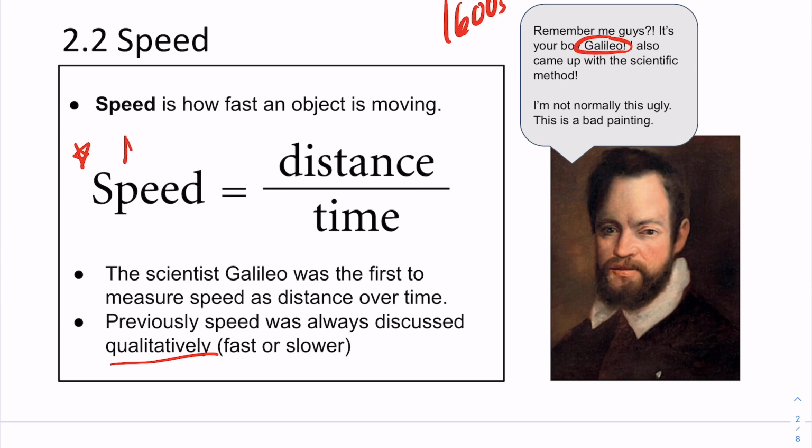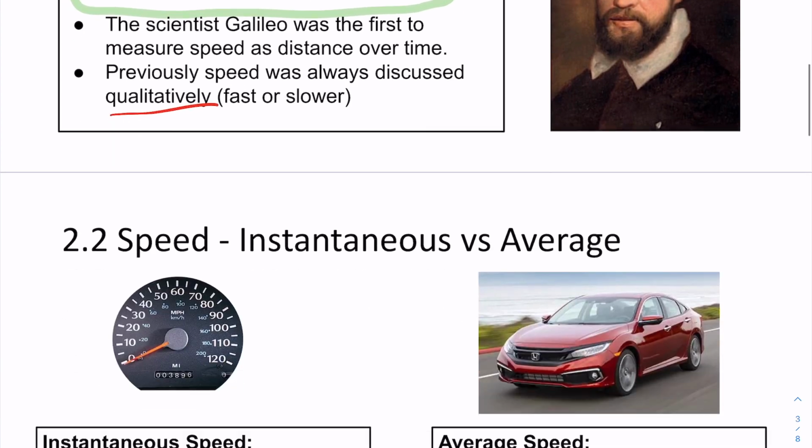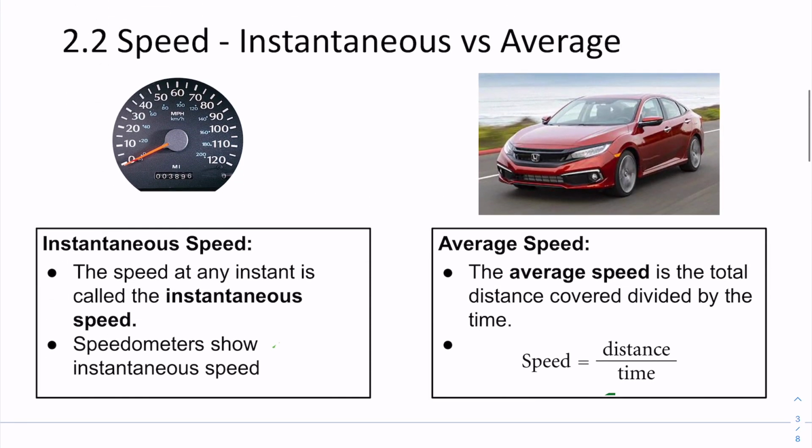Galileo came up with the average speed of an object being equal to the distance that object covers divided by the time interval it takes to cover it. So speed is how fast an object is moving, and we can measure the average speed with this equation. We have two main ways of describing speed. One is instantaneous speed, and the second is average speed.